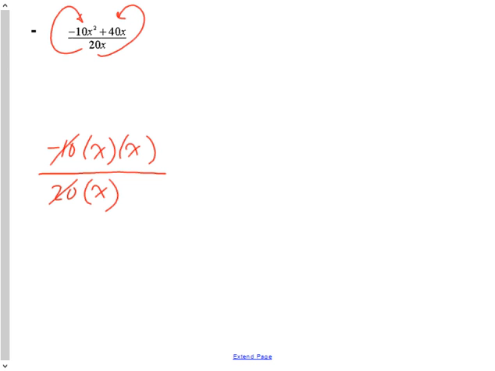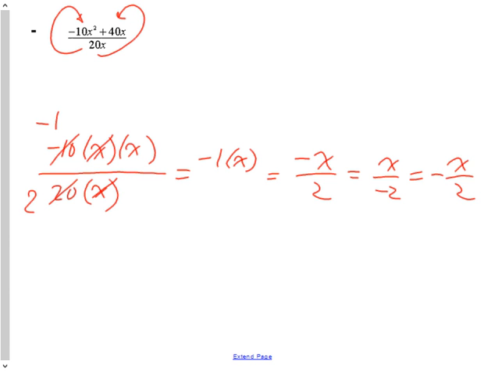Negative 10 divided by 20 is negative 1 over 2. X over x is going to be like that. And therefore, when I multiply my numerators, I get negative 1 times x, which is just negative x over 2. And remember, when you get that as a solution, you can write it in any of these ways. Whichever way you choose doesn't matter to me. Let's choose to write it like this. Since we're not using it in algebra, I'll write it like that.